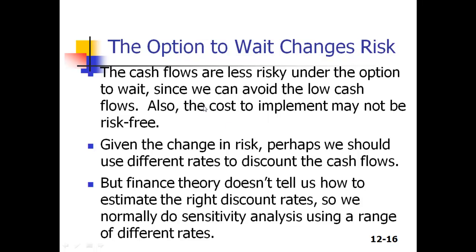So that is the key point. The cash flows are less risky under the option to wait, since we can avoid the low cash flows. Also, the cost to implement may not be risk-free. The 6% that we used may not be risk-free, but we've simplistically assumed that it is a guaranteed investment, which is why we go with 6%. Given the change in risk, perhaps we should use different discount rates.